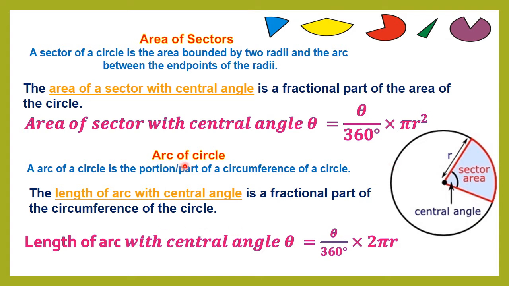Second is arc of a circle. As you know, arc of a circle is a portion or a part of a circumference, right? So here the length of arc with central angle is a fractional part of the circumference of the circle. So if we want to find the length of an arc with central angle theta, then the formula is theta upon 360 degree into 2 pi r. I hope this is clear to you.